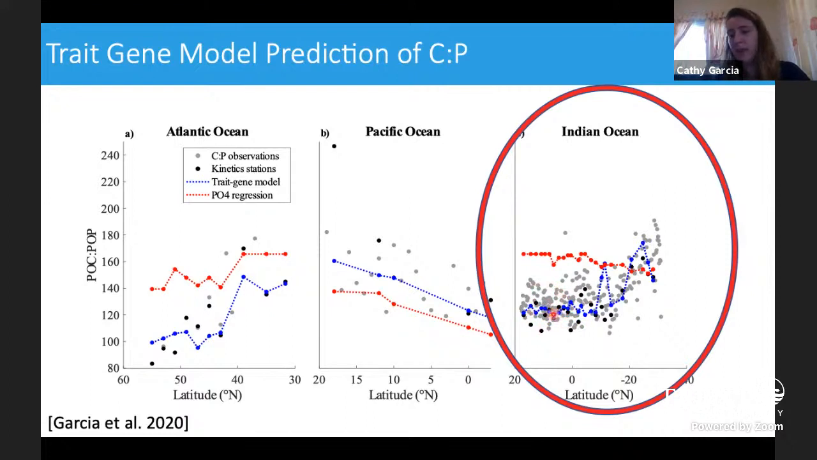So as that nitrogen limitation takes hold, there's a secondary hold on uptaking that extra ambient phosphate, resulting in an increase in C to P. That's our theory for why we see this relationship here.